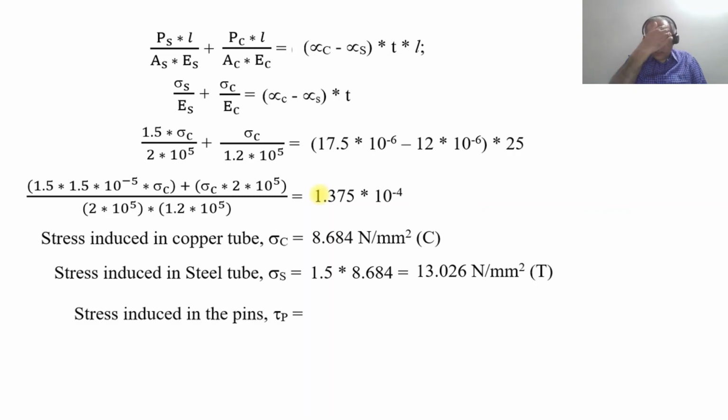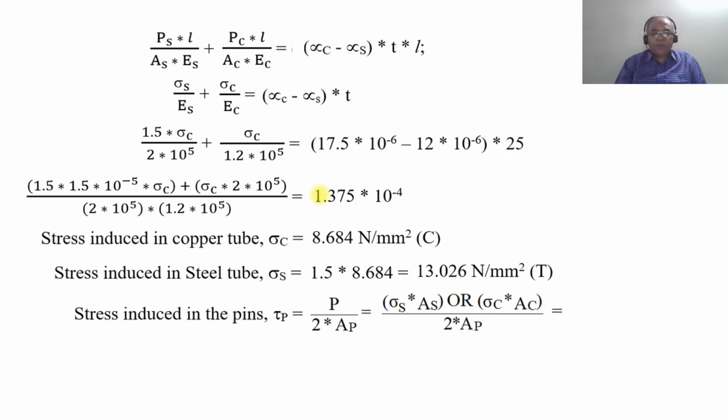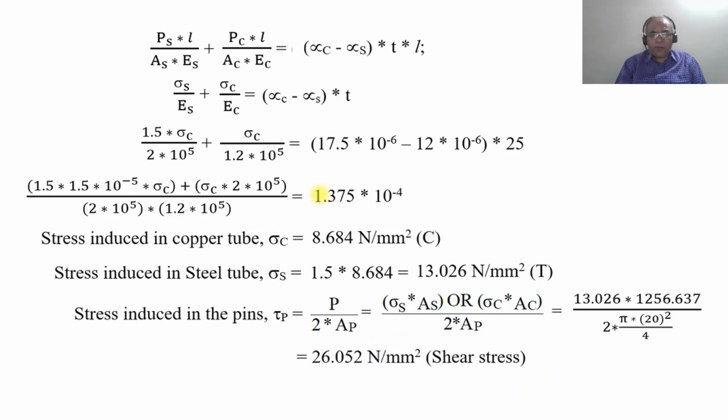What is the stress induced in the pins? The stress induced in the pin is tau p, which will be equal to P by 2 into AP, because you have two sides. So naturally, AP is the area of pin and P is the load which is coming on the pin. So what is P? Sigma S into AS or sigma C into AC, by 2 into AP. Sigma S is 13.026 into area of steel, 1256.637, divided by 2 into area of pin, which is pi by 4 into 20 square, so pi d square by 4. So the value of this will be 26.052 Newton per mm square. So it is going to be the shear stress.